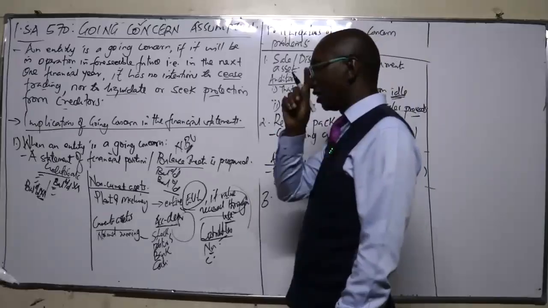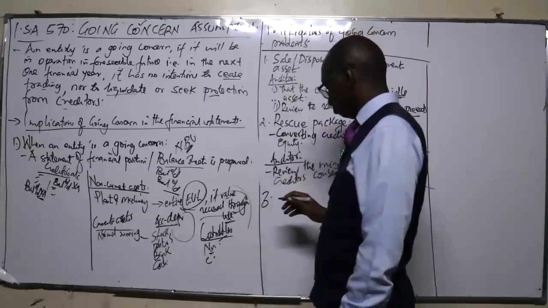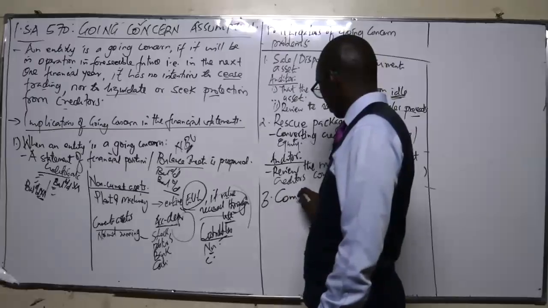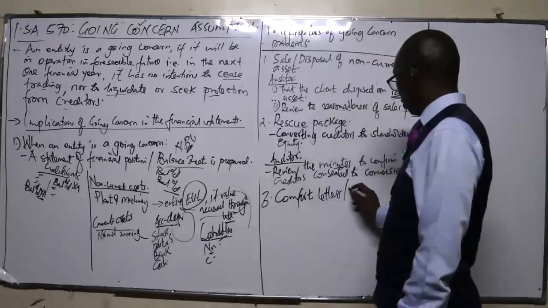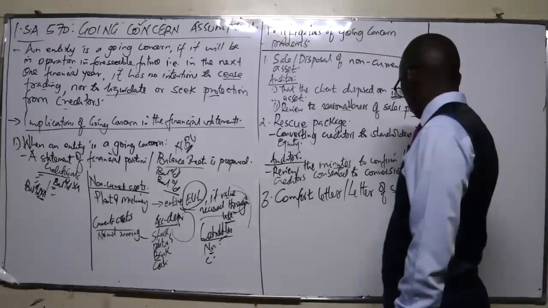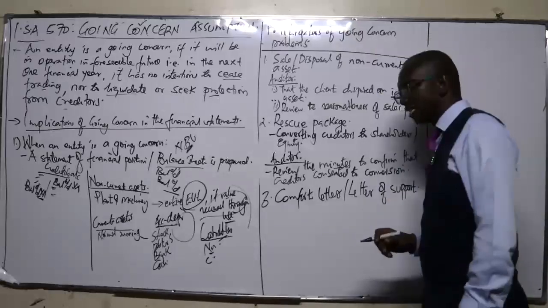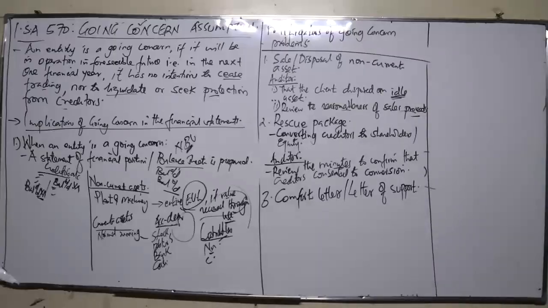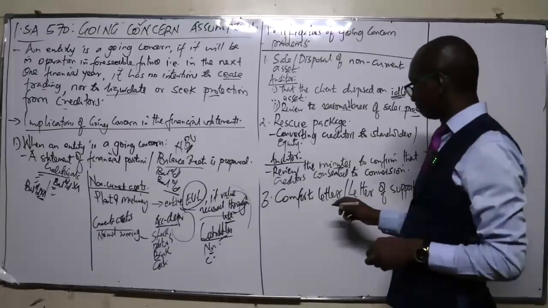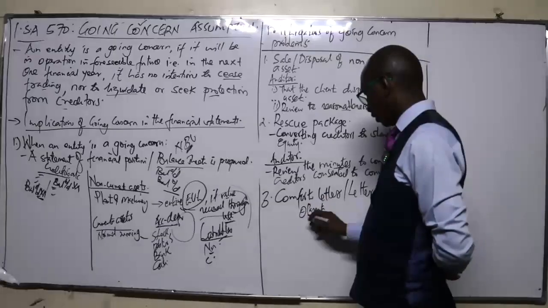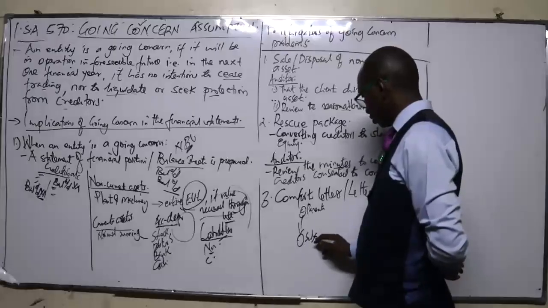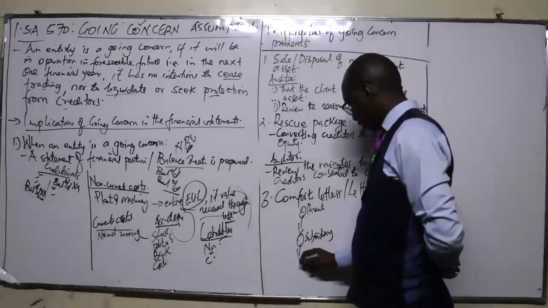Number three, a very important one, which sometimes was tested on its own: comfort letter, or letter of support. So what happens here? Maybe in a group structure. Let's say we have the parent here. We have the subsidiary here.